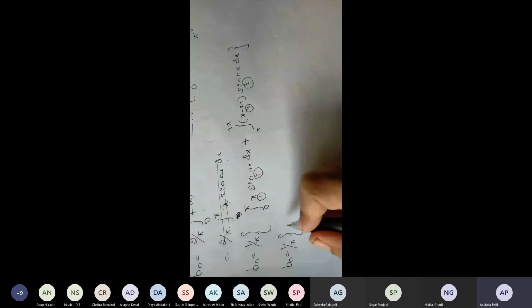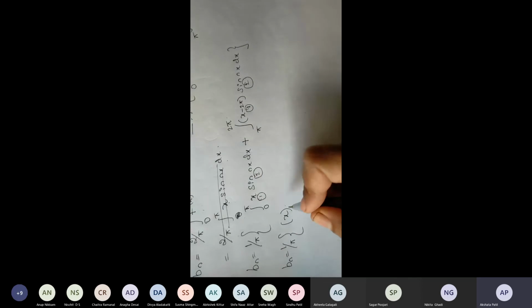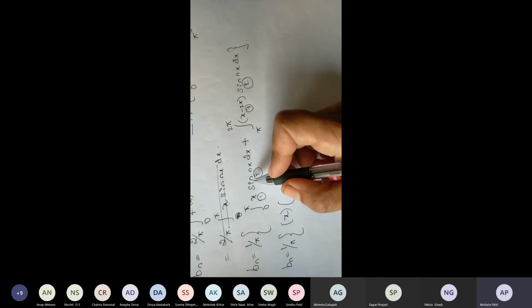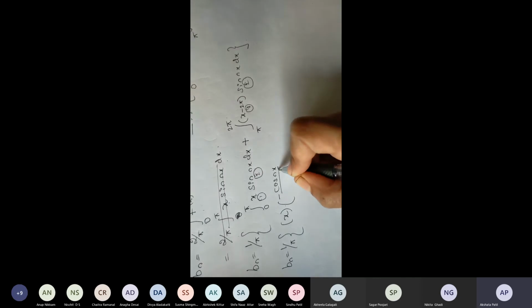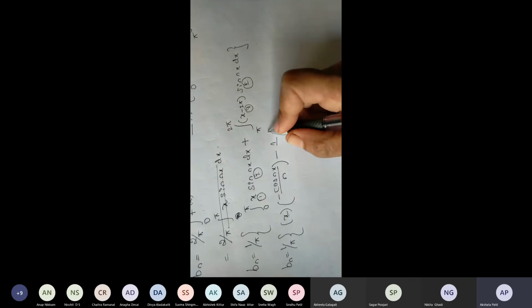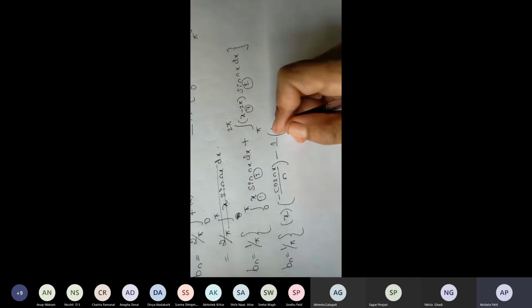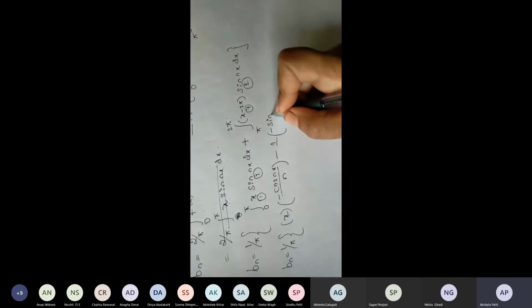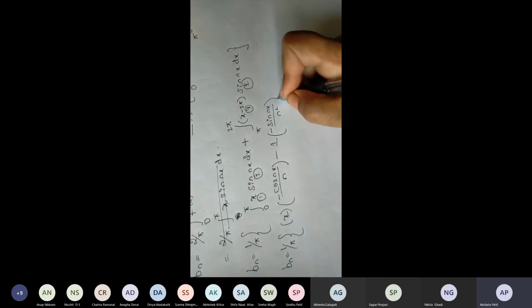Keep x as it is. Now integration of sin nx: sin nx integration is minus cos nx divided by n. Minus, sin x differentiation is 1. Cos nx integration is plus sin nx, so cos already having minus sign means minus sin nx divided by n square.